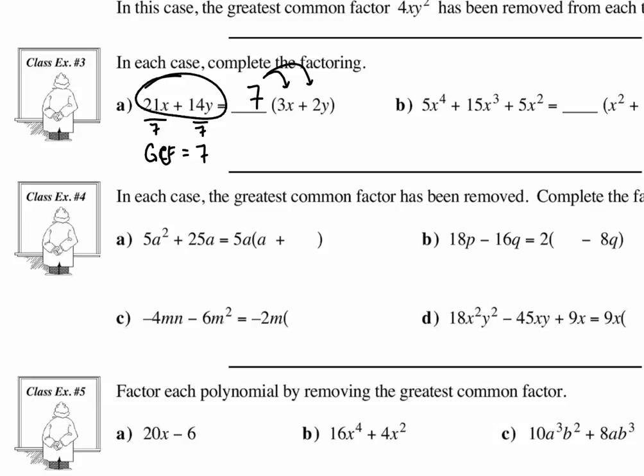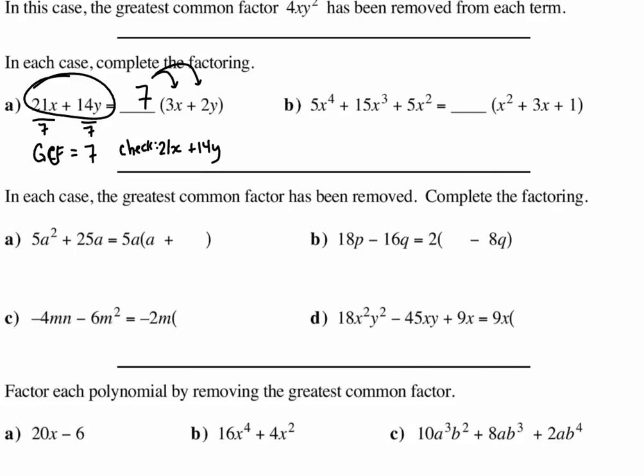7 times 3x, 21x, 7 times 2y, 14y. So that's my check. I can expand it. Oh yeah, that's where I started, so I factored correctly. Okay.